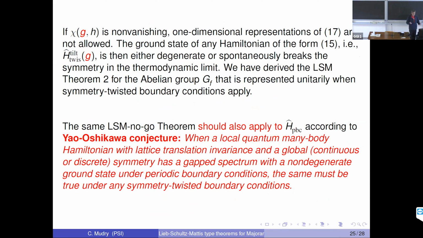Yao and Oshikawa in their paper state that when a local quantum many-body Hamiltonian with lattice translation invariance and a global continuous or discrete symmetry has a gapped spectrum with a non-degenerate ground state under periodic boundary conditions, the same must be true under any symmetry twisted boundary conditions. They say it's a conjecture. They are honest, but they give an argument. They try to quantify the error that you make when comparing the two Hamiltonians, and they use the sub-extensive difference between the two Hamiltonians to argue that the difference is irrelevant in the thermodynamic limit. But there it is quite crucial, I think, that it's a transfer matrix, and you need to have a unique highest Lyapunov exponent. So you need to have a unique ground state, I think.